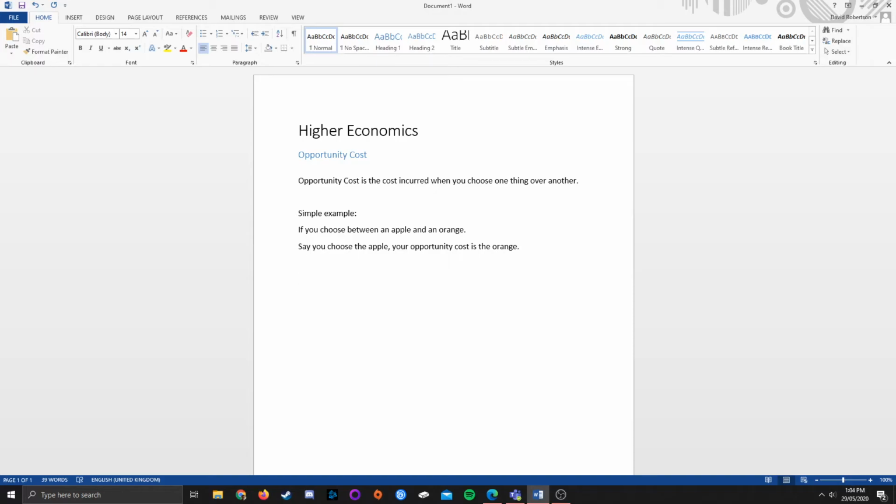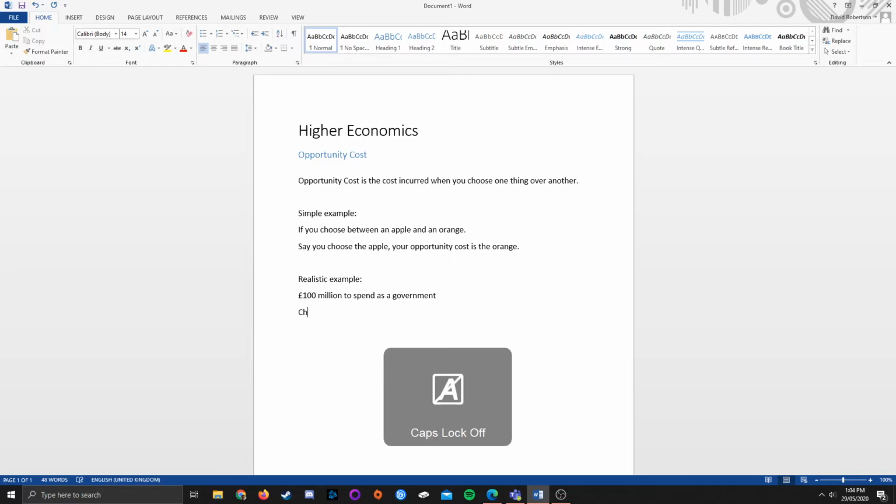Okay, to extend that, a more realistic example: say you have £100 million to spend. Say you're a government. What do you spend on? Okay, so I'll put down some choices. Obviously a government would have far more choices than I'll put down on this document here, but you could extend this to be as many choices as you want, to be honest.